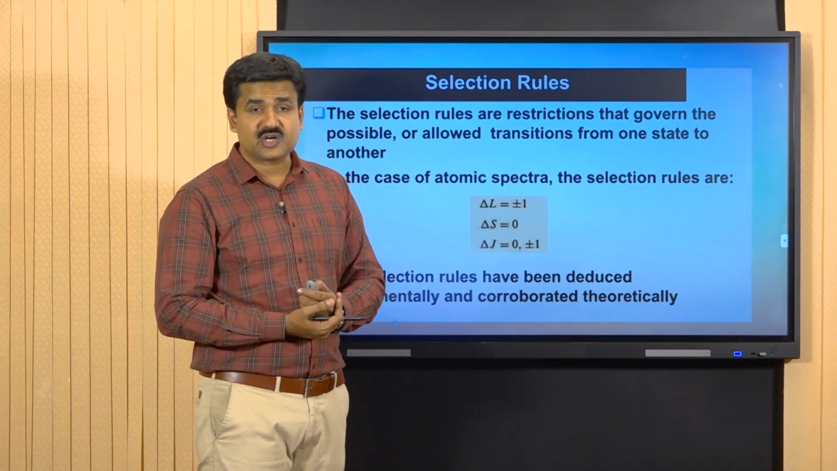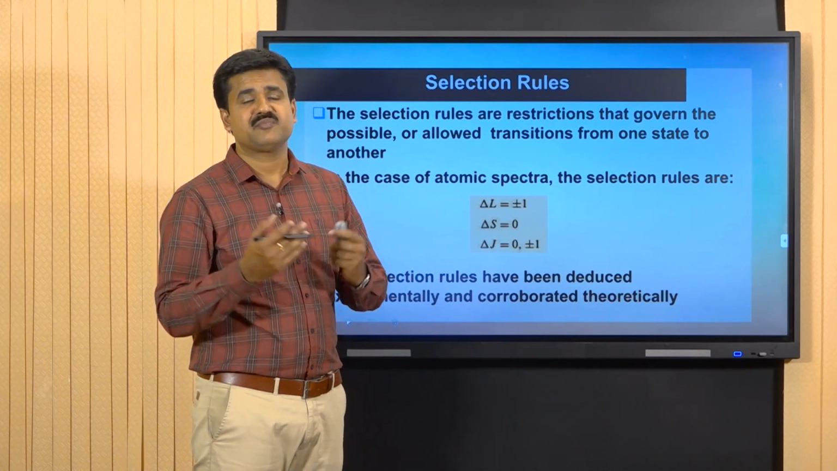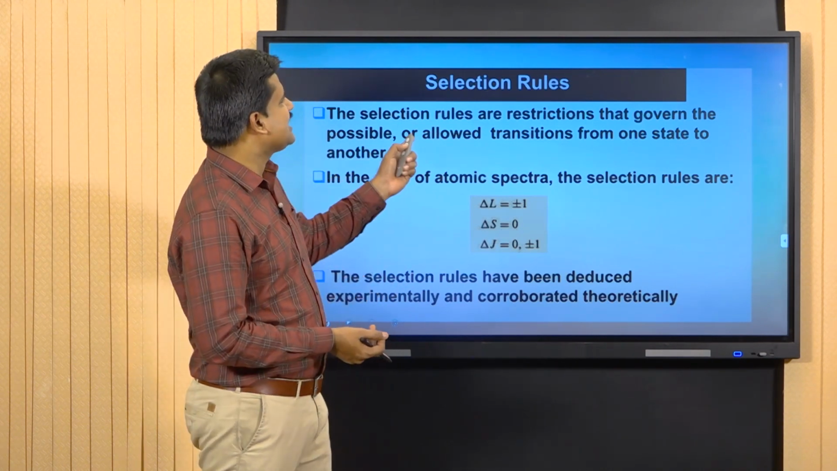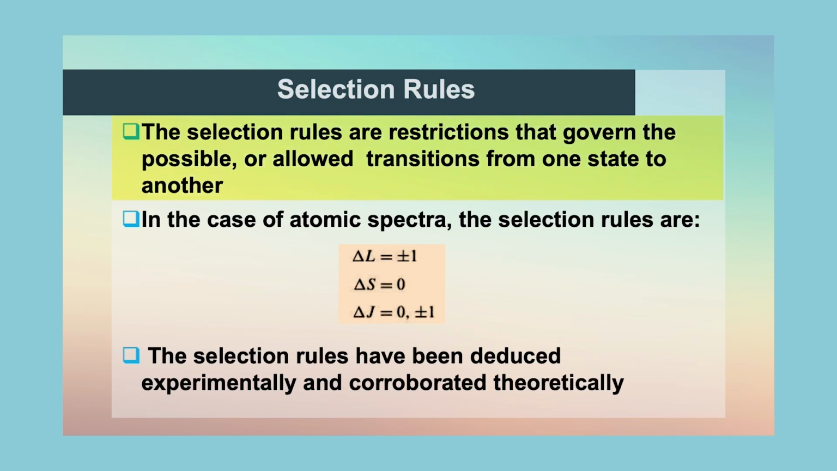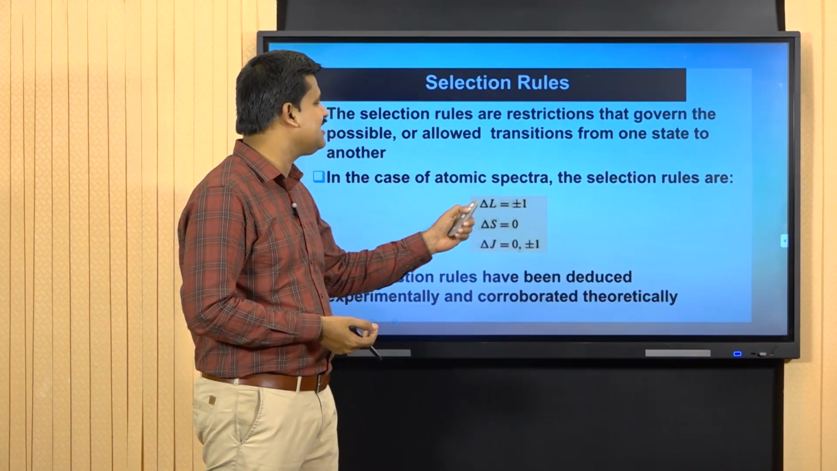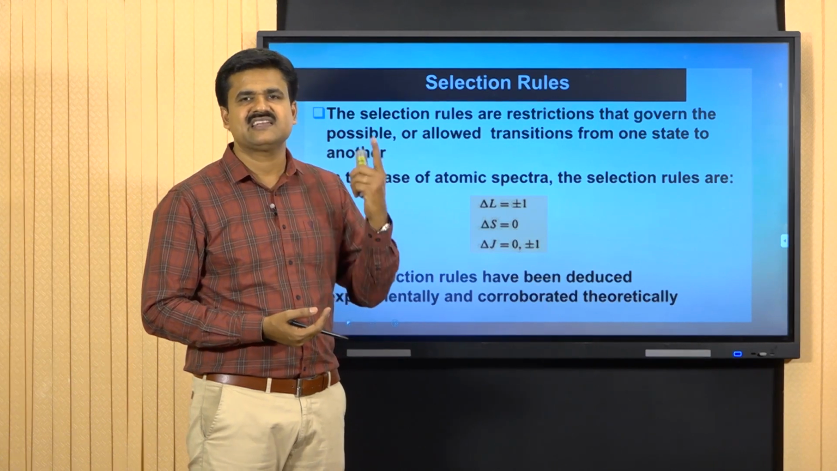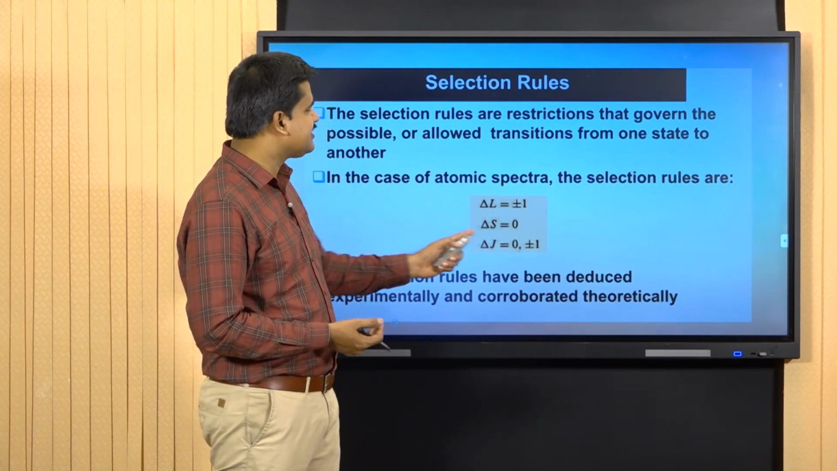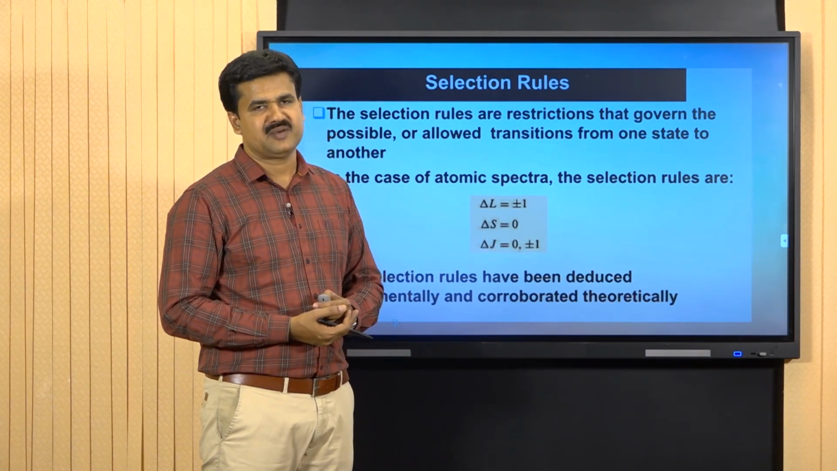Now, selection rules for electronic transition between term symbols. The selection rules are restrictions that govern the possible or allowed transition from one state to another. In the case of atomic spectra, the selection rules are given here. Delta L is equal to plus or minus 1, delta S is equal to 0, and delta J is equal to 0 and plus or minus 1.